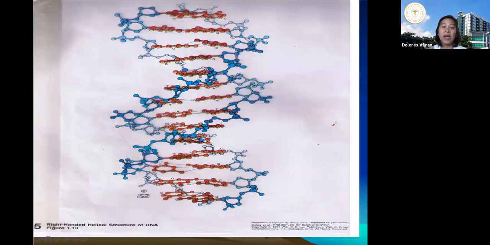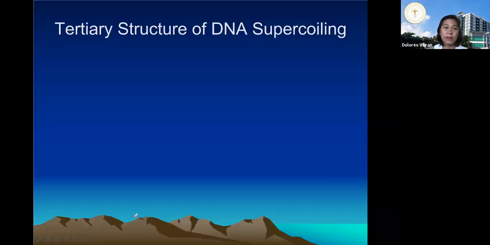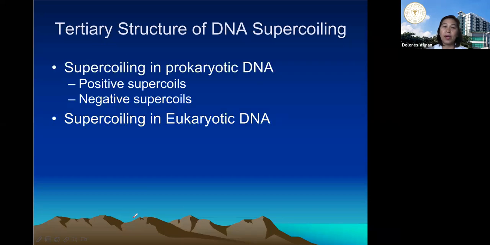So this is the typical secondary structure. It's a double helix and the twist is to the right. Okay? And in your exam, left-handed is wrong. It should be a right-handed helical structure of DNA. So the twist is to the right. How about the tertiary structure? If the primary structure is the nucleotide sequence, and the secondary structure is the right-handed double helix, the tertiary structure of DNA is actually DNA supercoiling, okay?